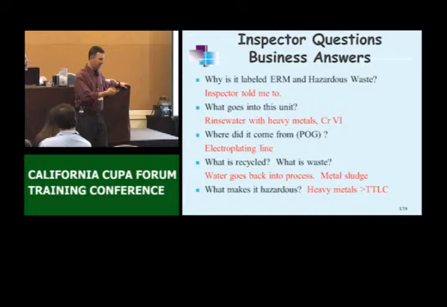What goes into the unit? These are all the questions you've got to ask to figure out how they fit into the scheme here and what regulatory requirements they have to meet. Where did it come from? So electroplating, F listing. All right, well, is it recycled? Well, yeah, the water goes back into the process, but we have to pull out this metal sludge periodically. Okay, why is the sludge hazardous? Oh, I have metals over the TTLC.